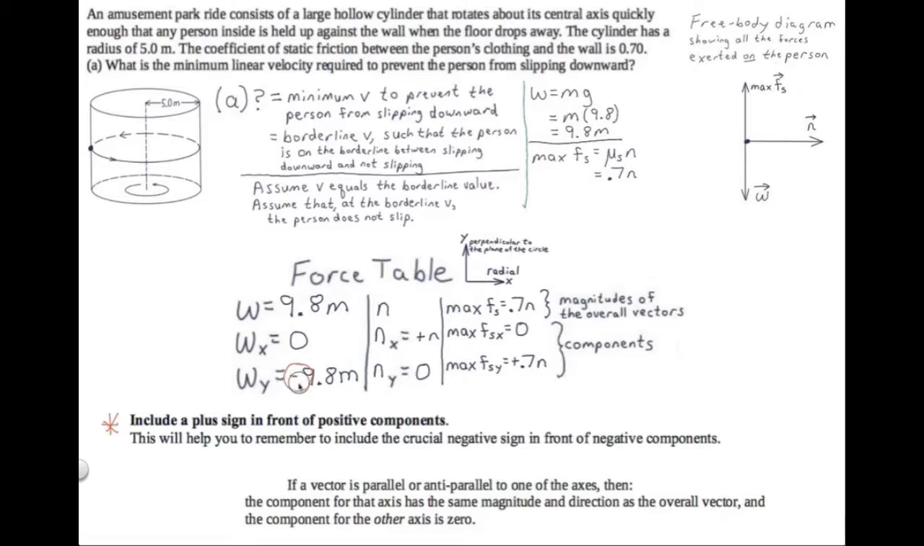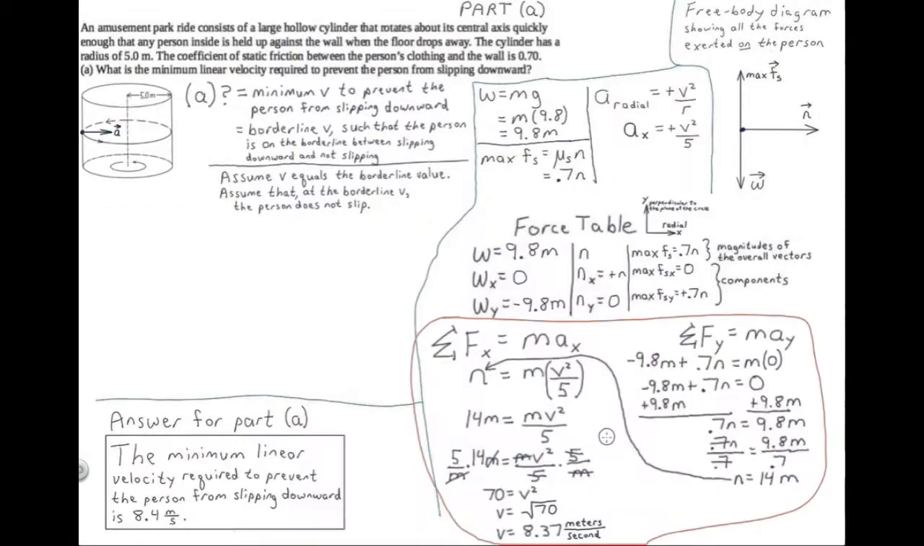Remember that this negative sign for W sub y is crucial. If we forget to write a negative sign for W sub y, we're going to get the problem wrong. I recommend that you include a plus sign in front of all your positive components, because that will help you to remember the crucial negative signs in front of negative components. Now we're ready to work with the Newton's second law equations.